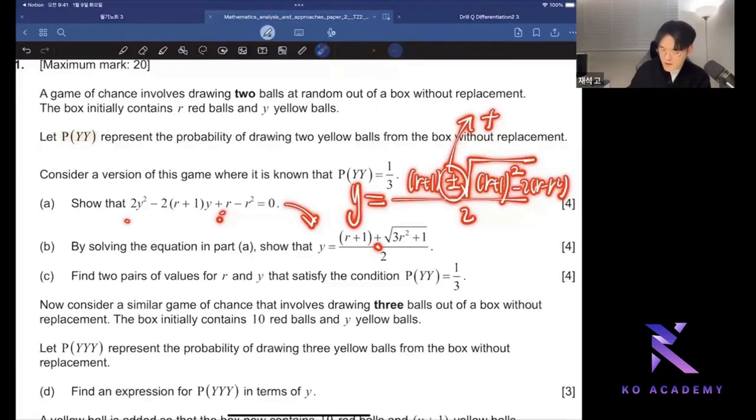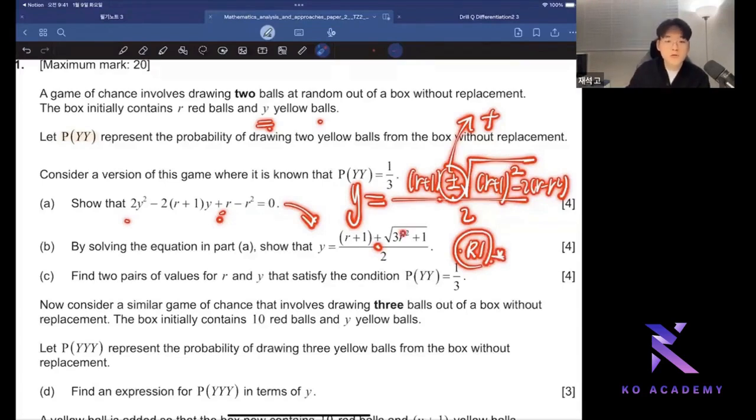So Y has to be greater than 0, right? Y is the number of yellow balls, so it has to be greater than 0. This problem involves choosing plus or minus, and there's a key scoring point here. You need to explain why it's plus or minus.